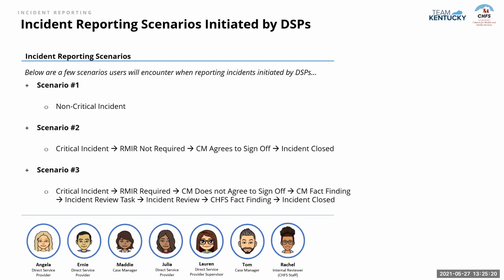So the case manager is then going to complete a fact-finding report, which will create an incident review task for an internal reviewer, who's also the CHFS staff in your case, who will then complete the incident review before the incident is able to be closed. And just to assist in working through these scenarios, we have a couple characters here that represent the different MWMA users. So hopefully you can identify your position with one of these characters, and it'll make it a little bit easier to follow along with the different scenarios we have for you.